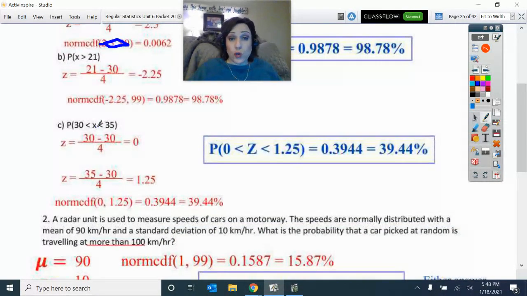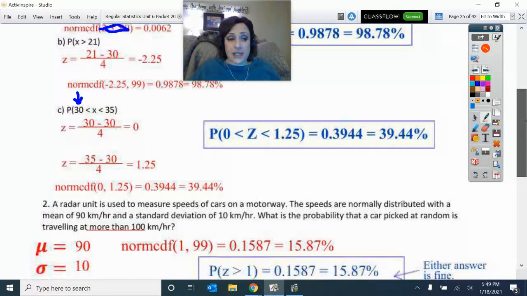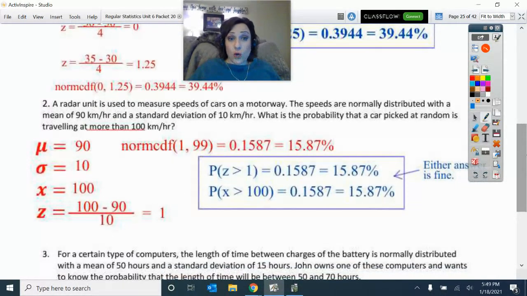Here it is in between. So we needed to do two z-scores. Now, you may or may not have had to write this one out because if you have some common sense, then you would recognize that 30 is the mean. So you know that that automatically has a z-score of 0. But then for 35 we find the z-score and we get 1.25. So our area from 0 to 1.25. Notice how I do this notation. Z is in the middle, 0 on the left, 1.25 on the right, 39.44%.